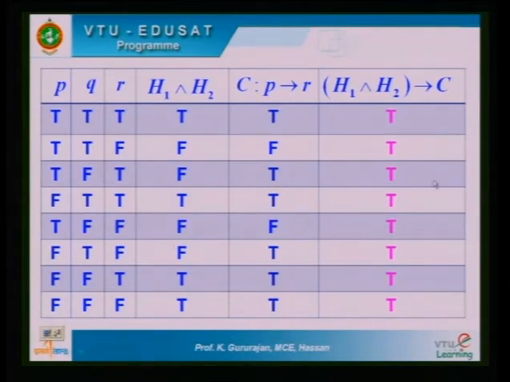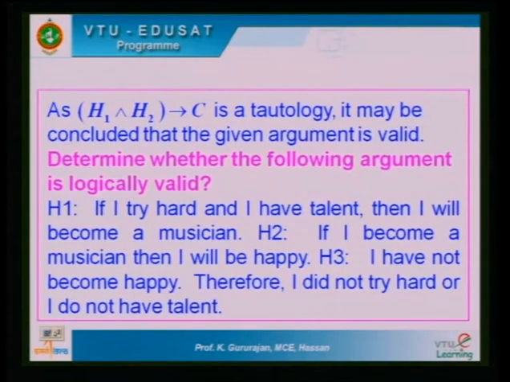So, what do you find? In the last column, the truth value of H1 and H2 implying C is always true. Therefore, I can claim that H1 and H2 implying C is a tautology. Hence, we can say that H1 and H2 imply the conclusion C logically. Understood? That is how to form a truth table and how to follow the truth table method to determine whether an argument is valid or not. Now, coming to the next problem.